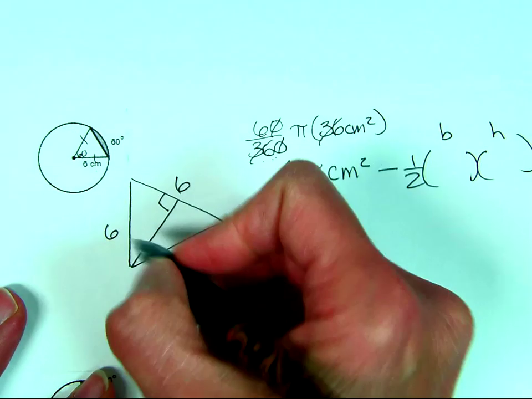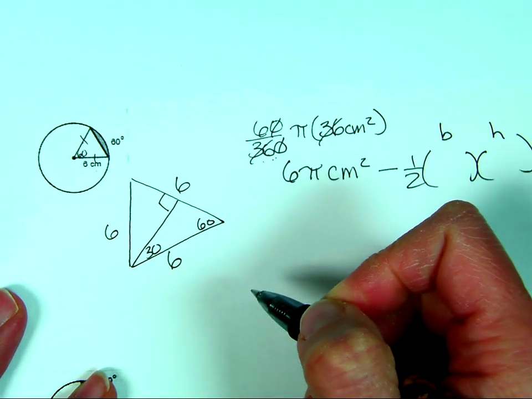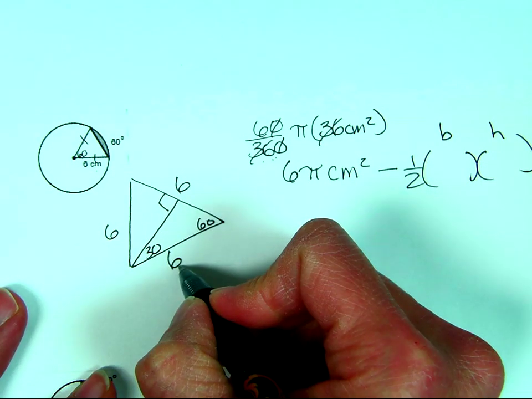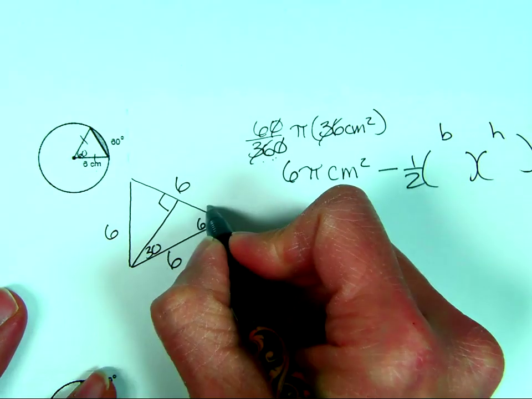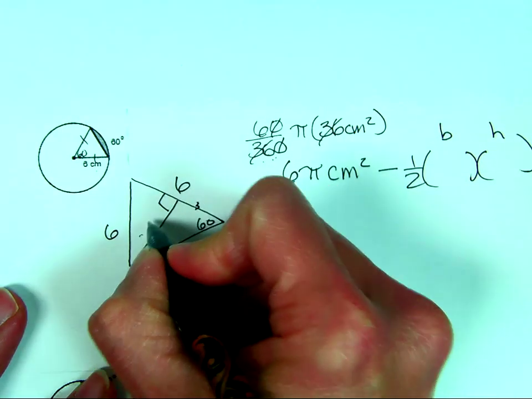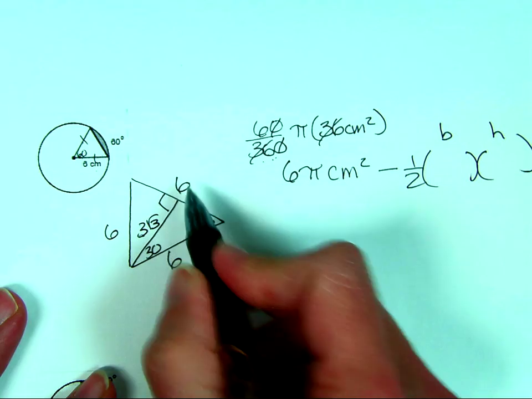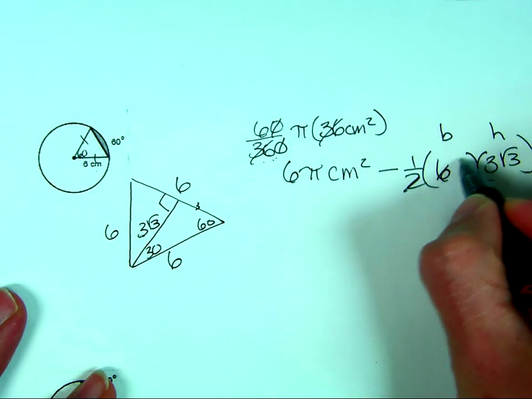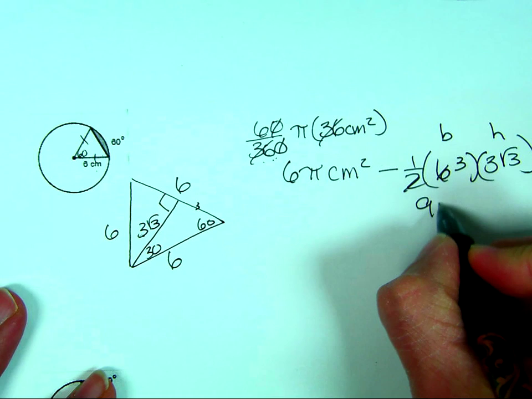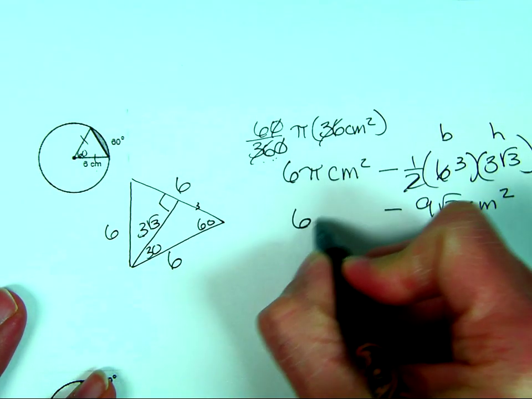But you could have figured it out, because that would have been 30 and then 60, and it would have been a 30, 60, 90 triangle again. Hypotenuse, shortest side, 3. So you could have figured it out. Shortest side to longer side is 3 radical 3. So my height is 3 radical 3, but my base is 6. So this cancels. I get 3 there, so that's 9 radical 3 for my area, centimeters squared.